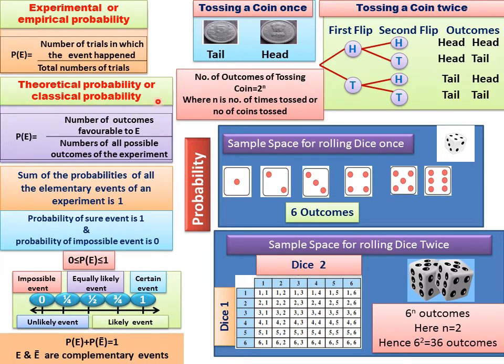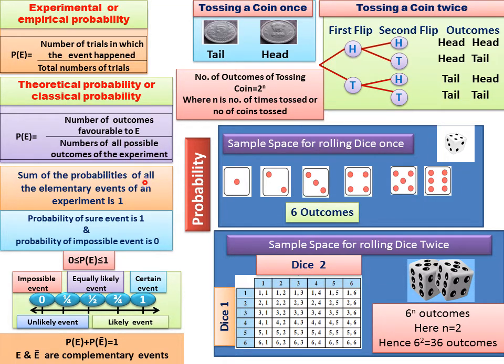In case of theoretical probability or classical probability, the probability of an event equals the number of outcomes favorable to an event divided by the number of all possible outcomes of the experiment. Both are the same; the only thing is that in one the experiment is conducted, and accordingly by this ratio we are getting the probability of the event that we are interested in.